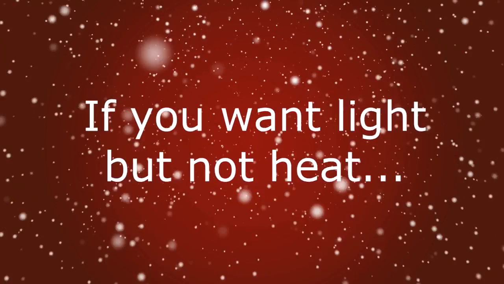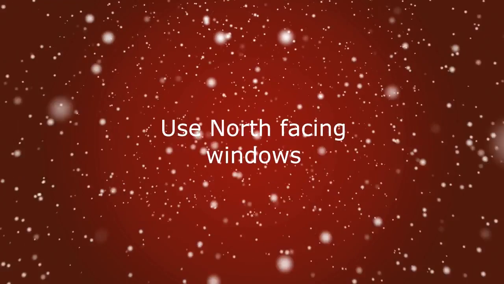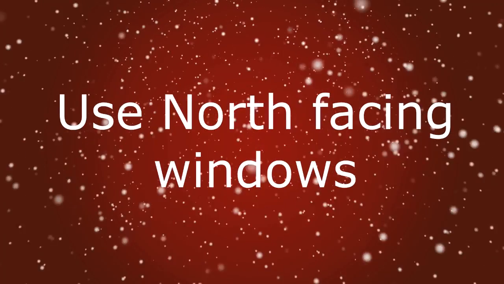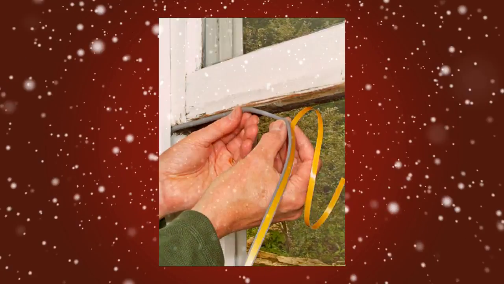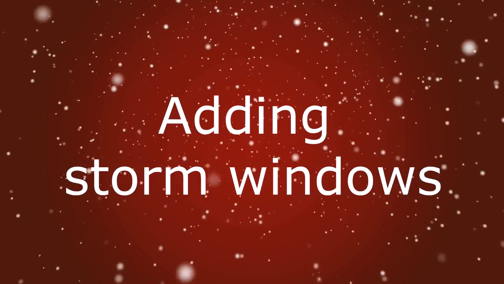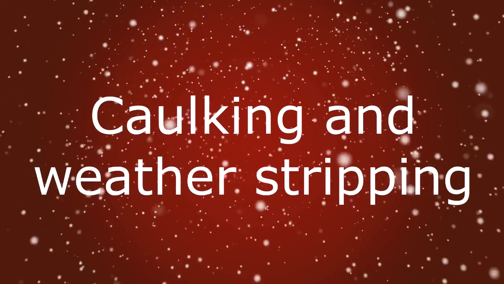When you want the light, but not the heat, effective strategies include use of both north-facing windows and generously shaded south-facing windows. However, a better strategy might be improving the energy efficiency of your existing windows. You can improve the energy efficiency by doing the following: adding storm windows, which can reduce the air leakage and some heat transfer. Caulking and weather stripping will also reduce the air leakage around windows.